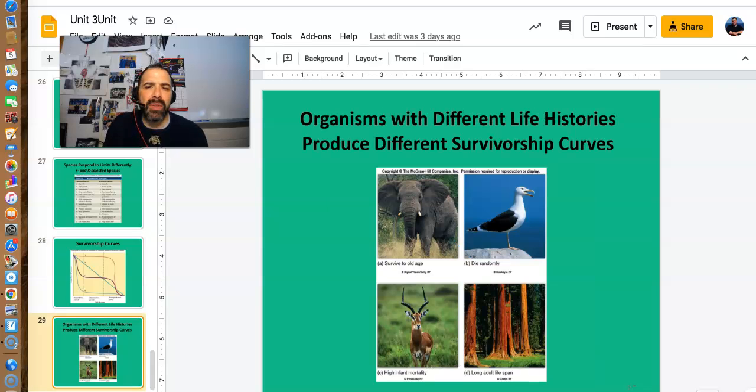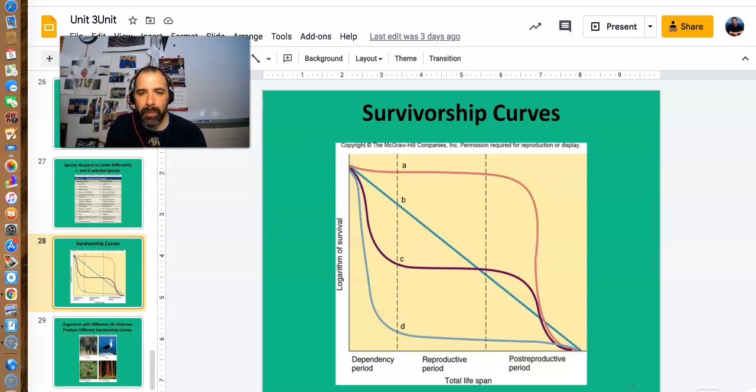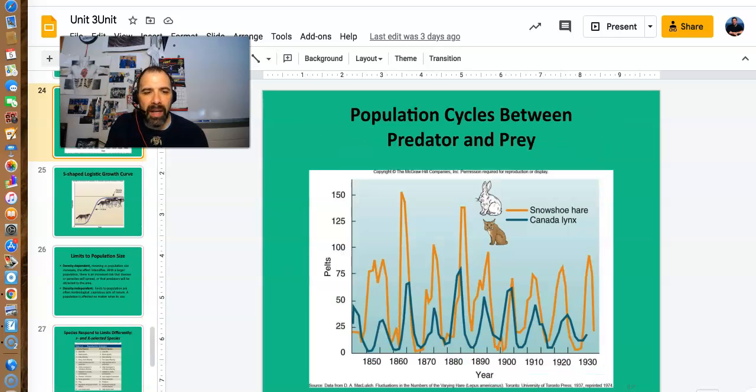Organisms with different life histories produce different survivorship curves, right? If we look at elephants, they're going to have a different survivorship curve because they live to old age, as opposed to a gull, as opposed to, I think that's a Ginsbach. No, onyx. Okay, I don't remember what C is. High infant mortality rate and long adult lifespan. So if you go A, B, C, D, the elephant represents A, right? They have a long survival, whereas D, plants, if they make it, they'll survive, but they're going to produce a lot of offspring, and they may not survive.